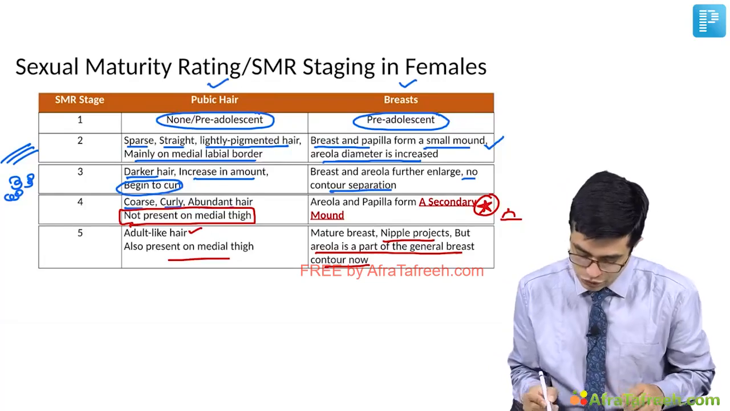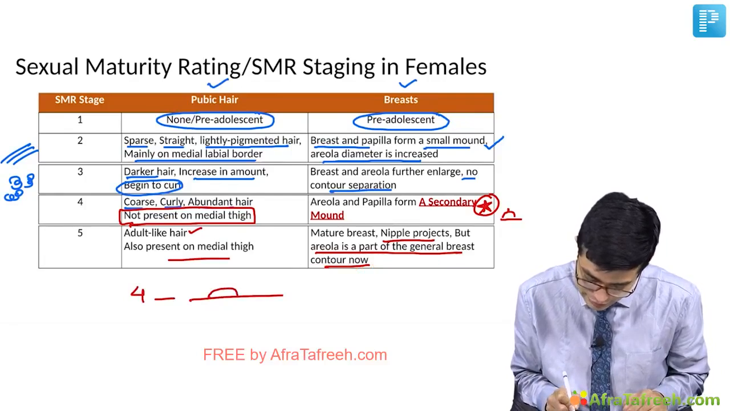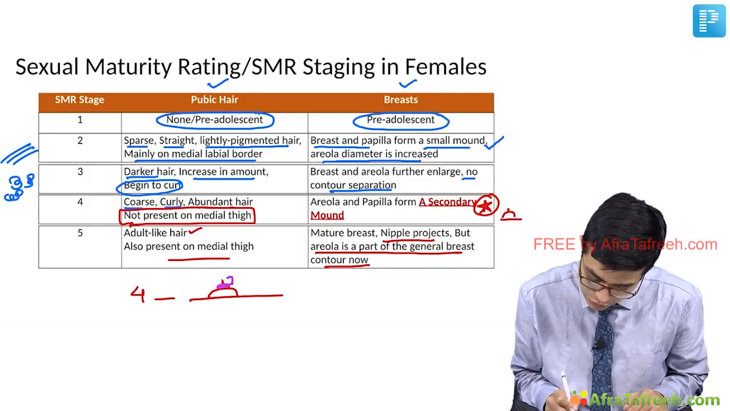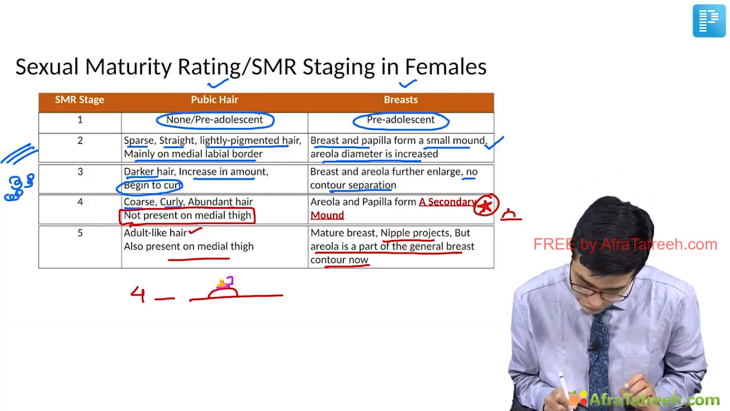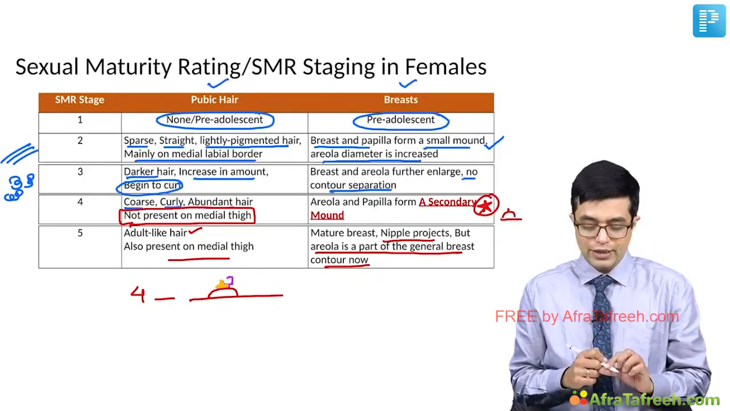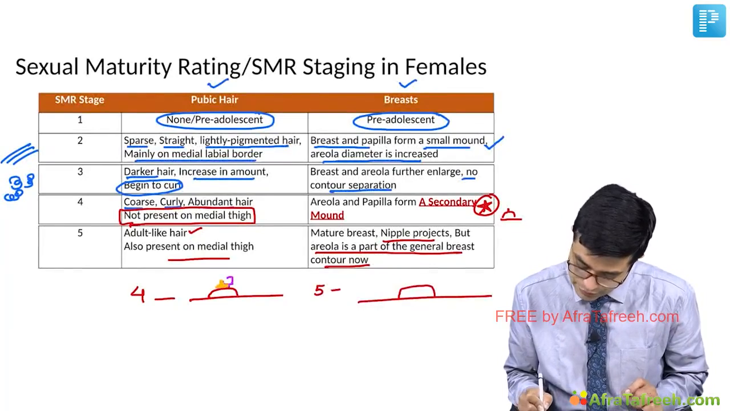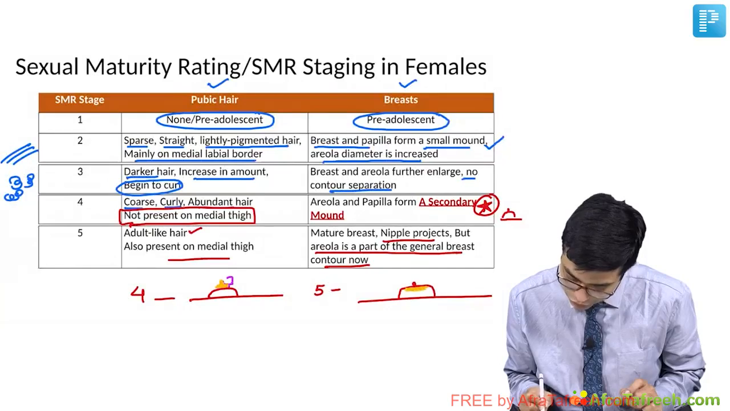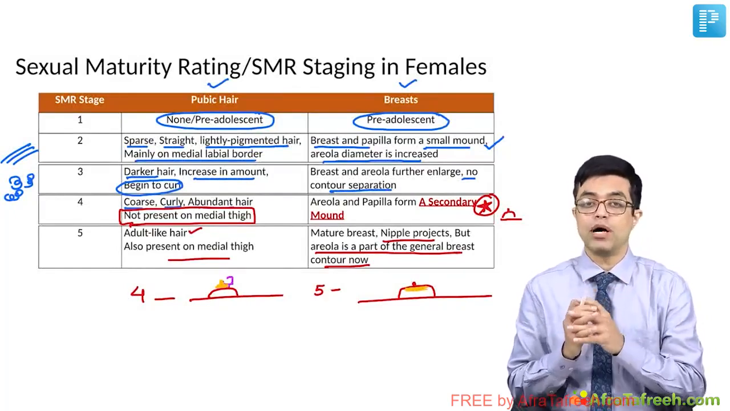So if I have to show it like this, stage 4 will be something like this. This is the chest, this is the breast, this is your areola, and this is the nipple. So this areola and nipple is projecting, both of them are forming a secondary mound over this like this. I'll show it in yellow. So this colored form is your areola and nipple. Whereas in stage 5, you will have the breast tissue and the nipple, and the areola is now forming a part of the contour of the breast only. So this is the difference and the importance of secondary mound.